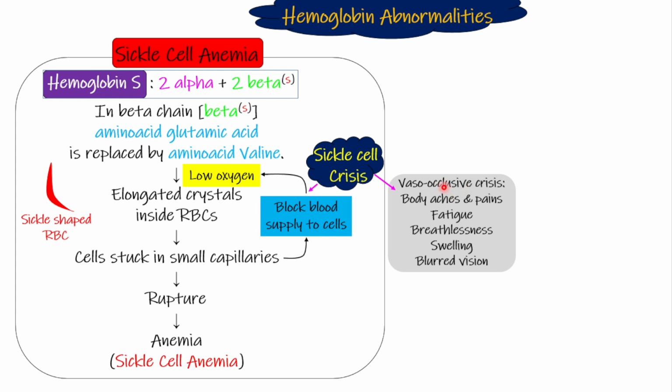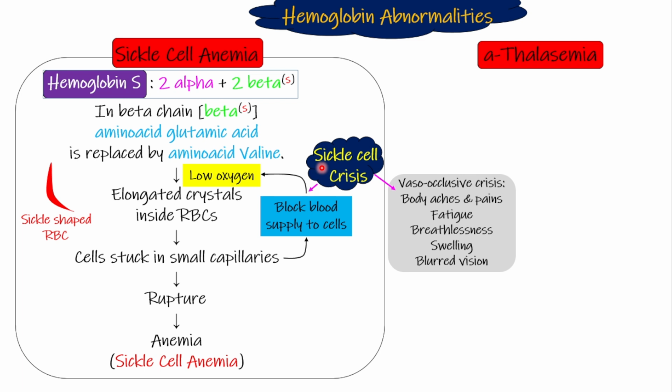Now, in the vaso-occlusive crisis, as the smaller capillaries are getting stuck by these RBCs, it will result in increased amounts of body aches and pains. It will result in fatigue, breathlessness. Because of the stoppage of the blood, there will be swelling and pooling of the blood, and then there might be blurred vision if the blood vessels of the eye are involved with this blockage of small capillaries. So this is sickle cell crisis. Okay, so this is sickle cell anemia. This is a very important topic. This is commonly asked in exams and MCQs.